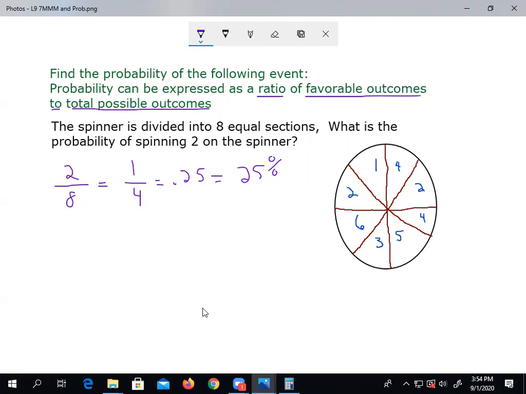So that's going to conclude our lessons on mean, median, mode, and proportion.